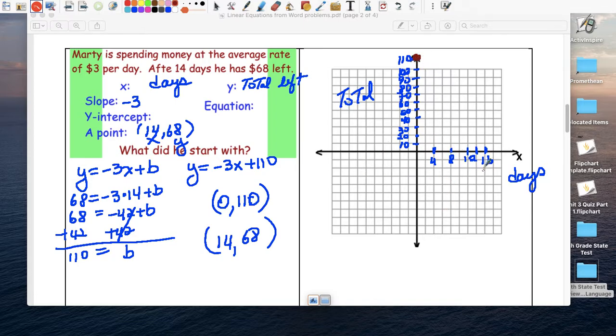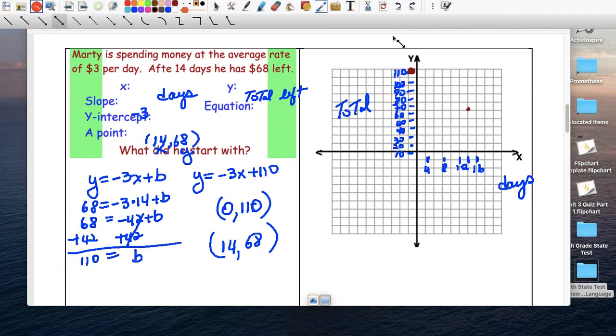And I know that on day 14, which is between, he has 68. If you go, this is 12, right? So we're going every 2 is 4, 8, 12, 16. So between 12 and 16 is 14. So we're going to go up to 68, and 68 is going to be right between 60 and 70. Like I said, we only need 2 points.